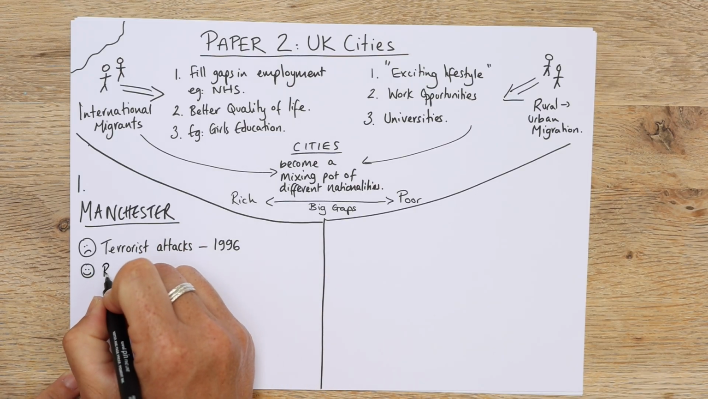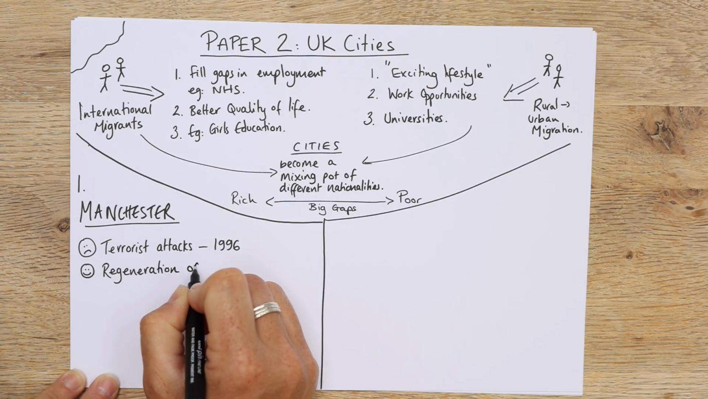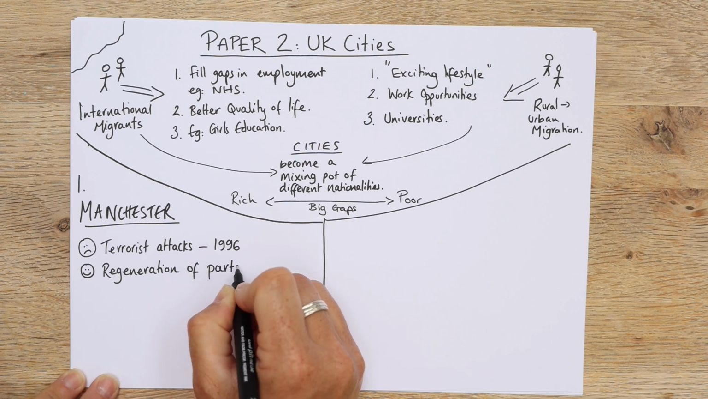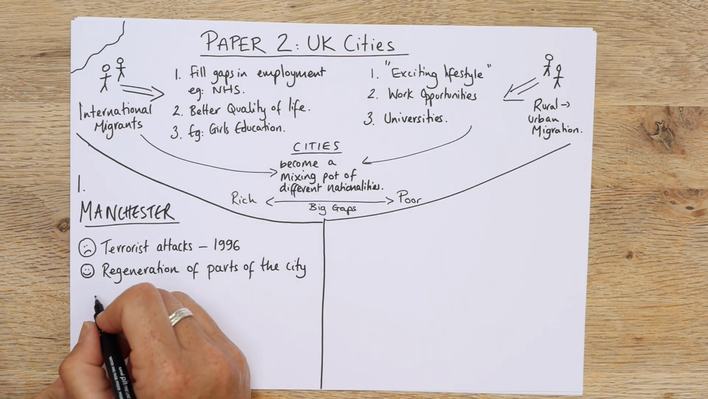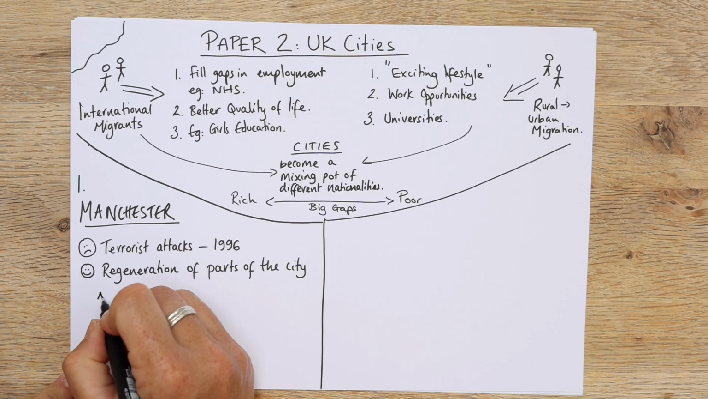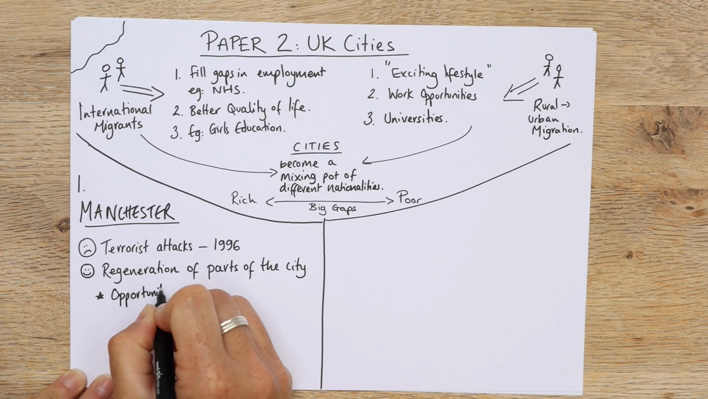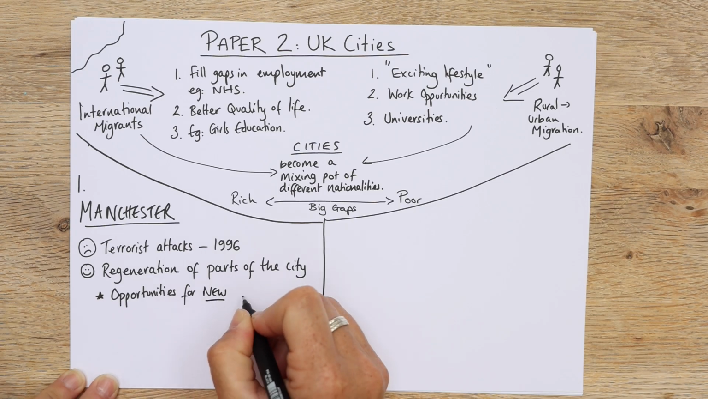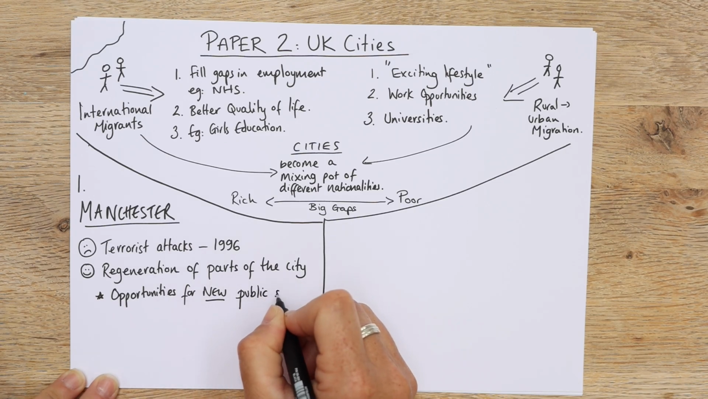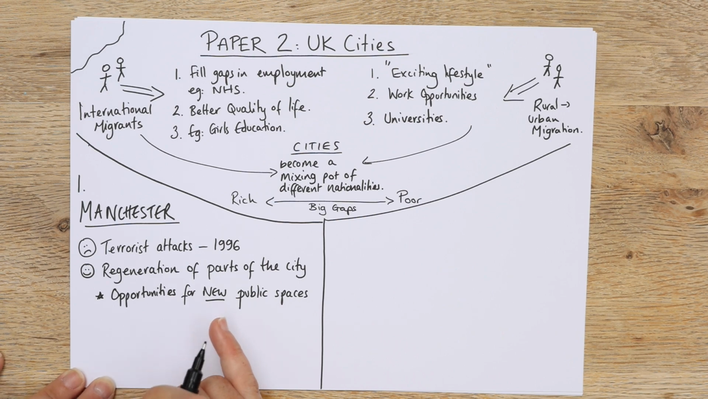So, the word you want is regeneration of just the parts of the city that were affected. And basically, what they had was these opportunities for new public spaces, so areas for everybody to enjoy and to make it beautiful and a nice place for leisure.